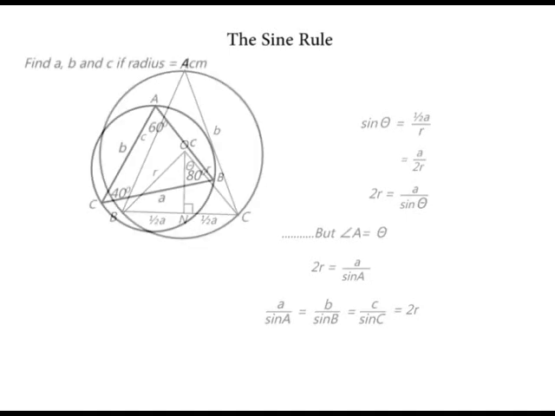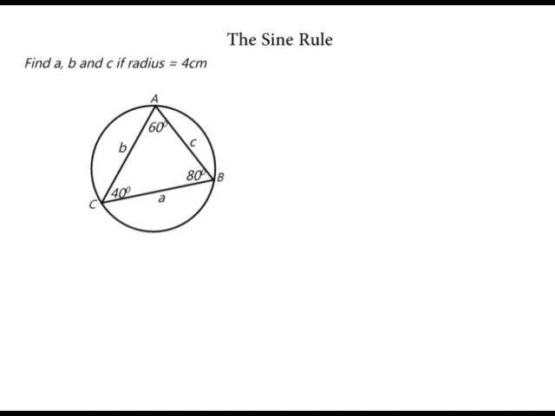Example, in this figure, find the values of a, b, and c if the radius of the circle is 4 centimeters. Using the rule, a over sin A is equal to b over sin B is equal to c over sin C is equal to 2R. Using the extended sine rule, a over sin A is equal to 2R. So a over sin 60 should be equal to 8. a is equal to 8 times sin 60, and that gives us 6.9 centimeters.